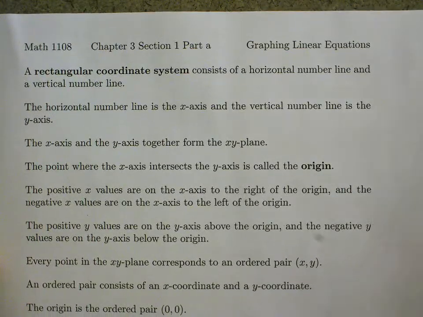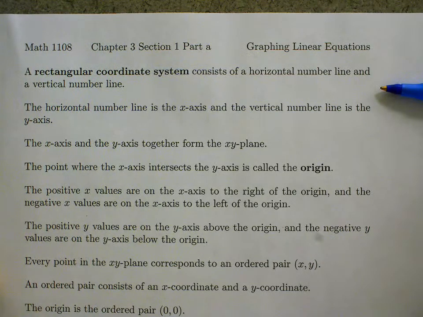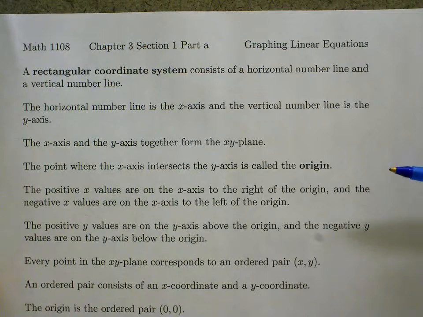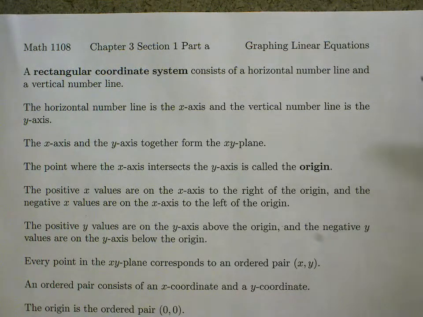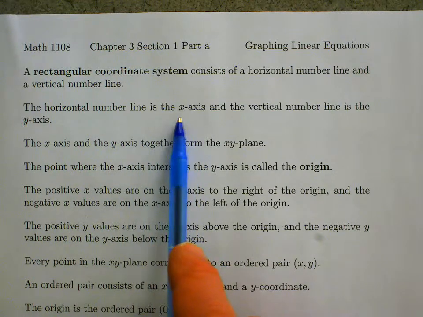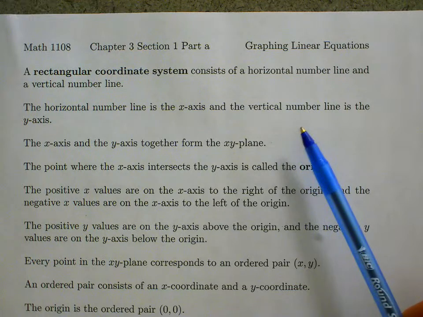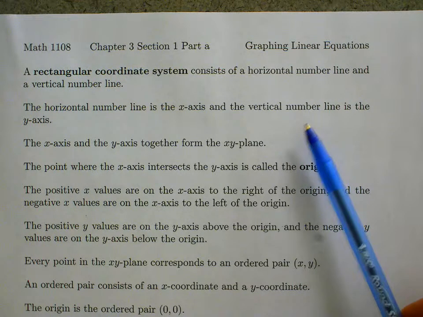Okay, a rectangular coordinate system consists of a horizontal number line and a vertical number line. Well, in the larger scheme of things, we don't have to use the variables x and y, but we're going to use the x variable to describe the horizontal number line, which is called the x-axis, and the vertical number line is the y-axis. So we're using the variables x and y.